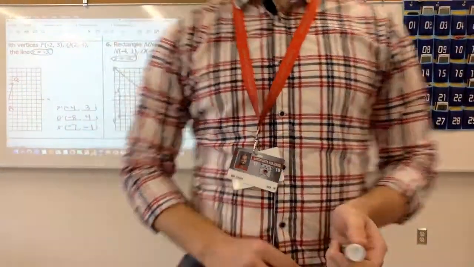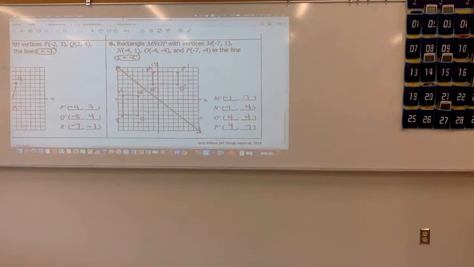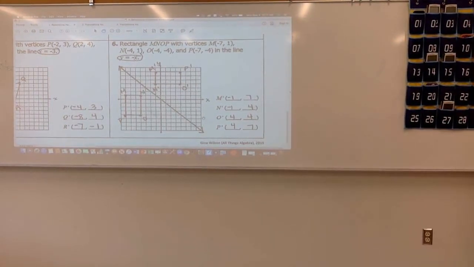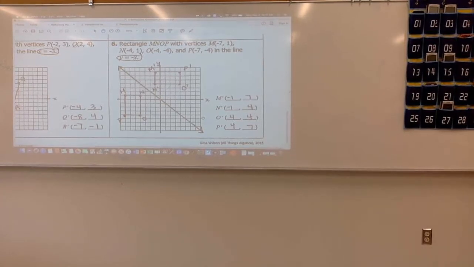All right, and here's what our number 6 should look like for the homework. Oh, you did y equals x instead of y equals. Oh, yeah, you flipped both of them. That y equals x should have been that one.